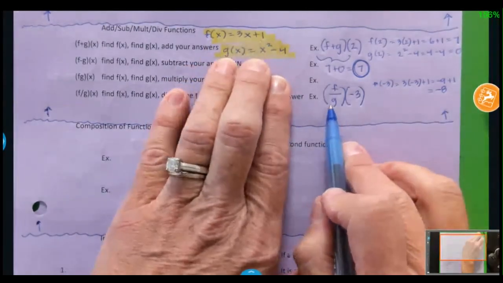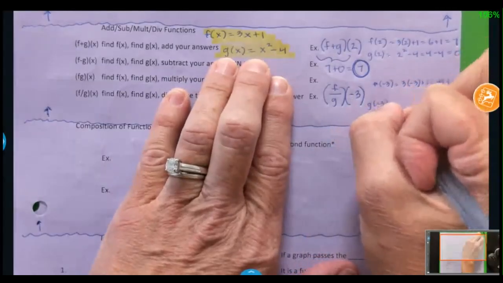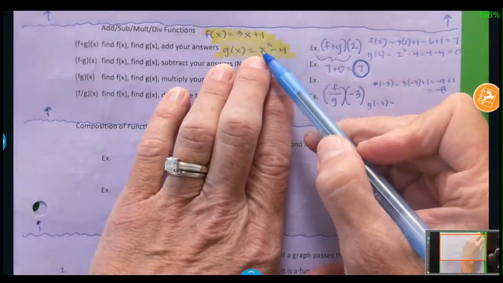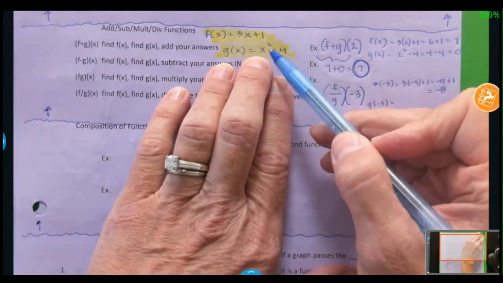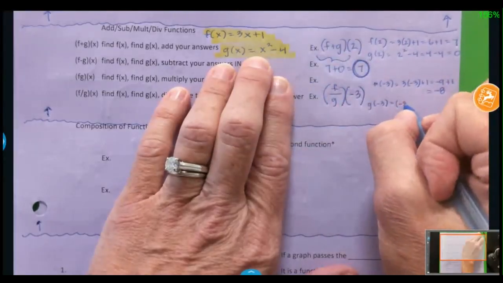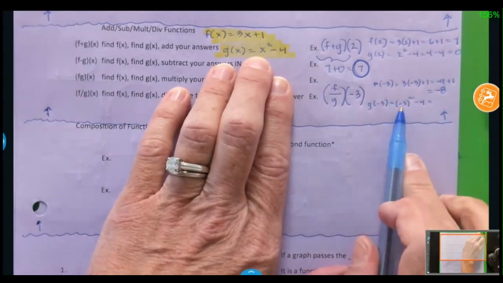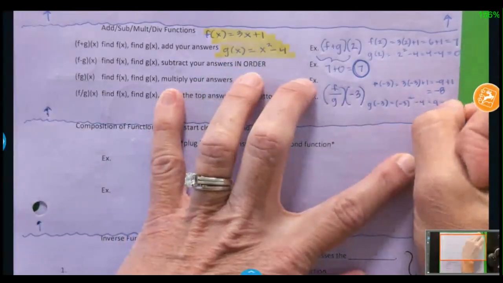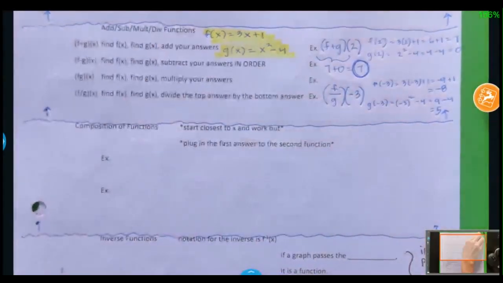All right, next I need to do g of negative 3. Now, we are having a tremendous amount of issue with this little step right here. This is saying square x, square the whole thing. If it's got a negative, you square that. If it's got a number, you square that. If it's got a fraction, you square that. In other words, negative 3 in its entirety has to be squared. This negative is going to go away because when you square a negative, it becomes a positive, and then 9 subtract 4 is 5. Now, that's not the answer.